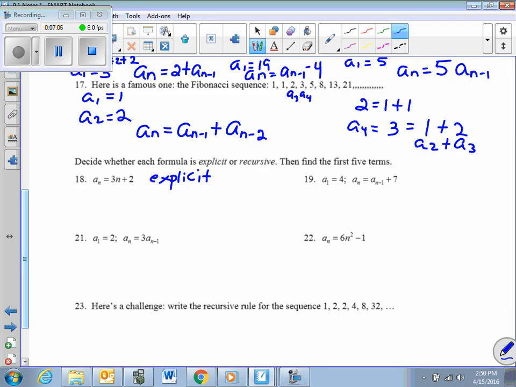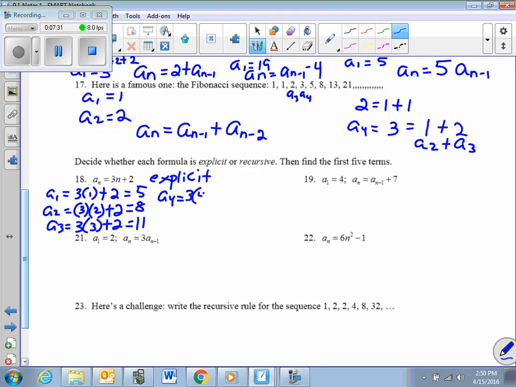And how do I find the first 5 terms? Well, A sub 1 equals 3 times 1 plus 2, which equals 5. A sub 2 equals 3 times 2 plus 2, which is 8. A sub 3 equals 3 times 3 plus 2, which is 11. A sub 4 equals 3 times 4 plus 2, which is 14. And A sub 5 equals 3 times 5 plus 2, which is 17.